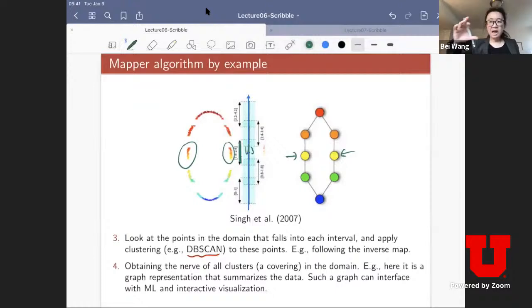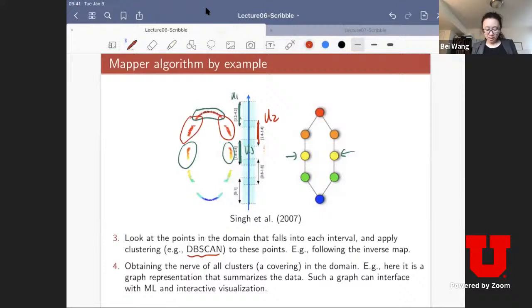Because of this, whenever I'm looking at the inverse map of those intervals and applying my DBSCAN, what is my cover element? My cover element corresponds to the points that belong to the same cluster. So on the top, for the first interval U1, I get 1 cluster, so that's 1 cover element. With U2, I get 2 clusters, so I get 2 elements. Remember, in the picture I'm drawing right now, I've intentionally separated those points. But you know that because of interval overlap, those points will most likely overlap in the cover elements.